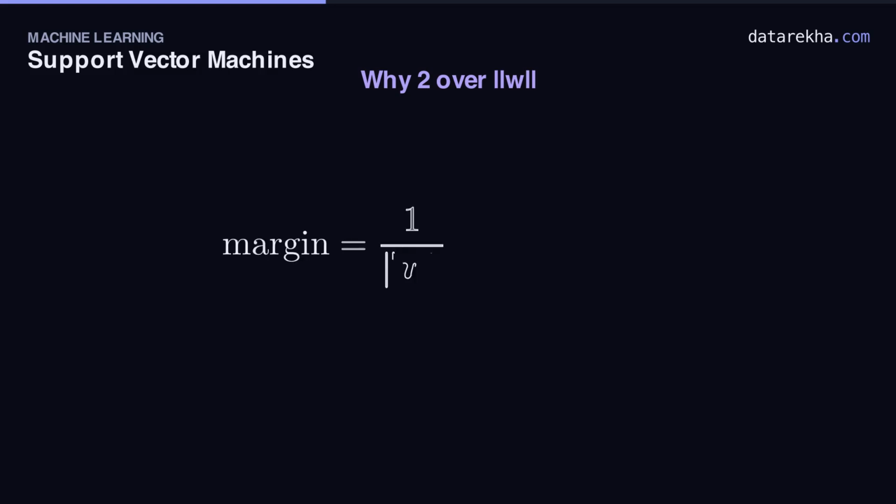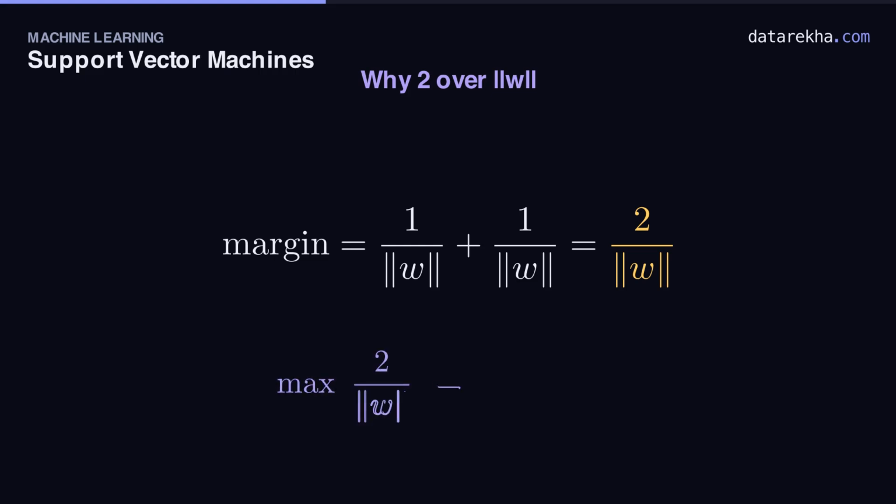The full margin is the two half-widths added together, 1 over the norm of W plus 1 over the norm of W, which is simply 2 over the norm of W. There is the headline formula. The margin equals 2 divided by the length of the weight vector. And this flips the whole problem into something we can optimize. Since the top of that fraction is fixed at 2, making the margin as wide as possible is exactly the same as making the length of W as small as possible. Widest street, smallest weight vector. Two ways of saying one thing.